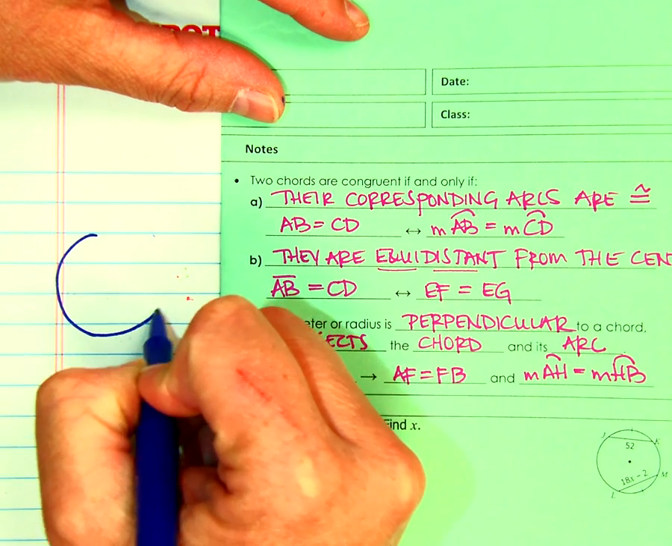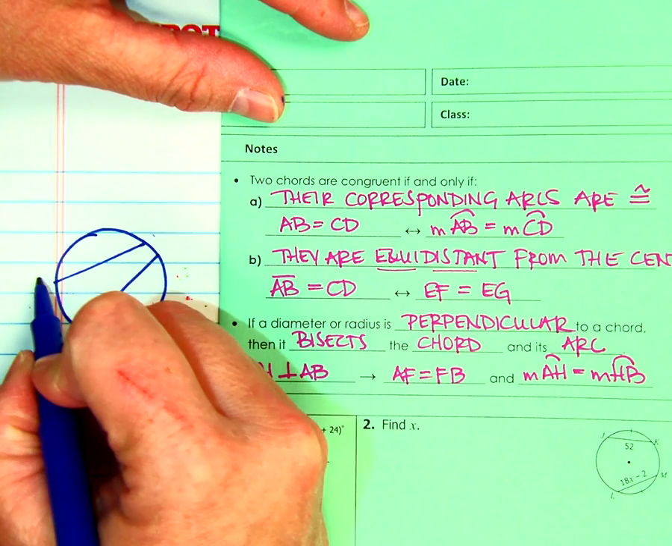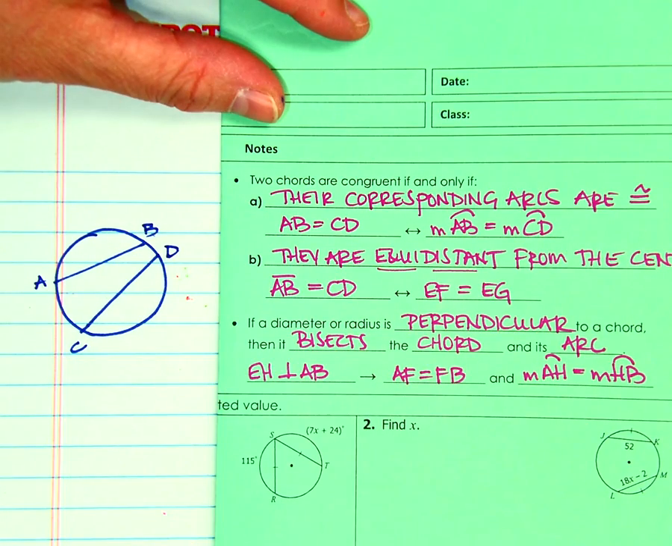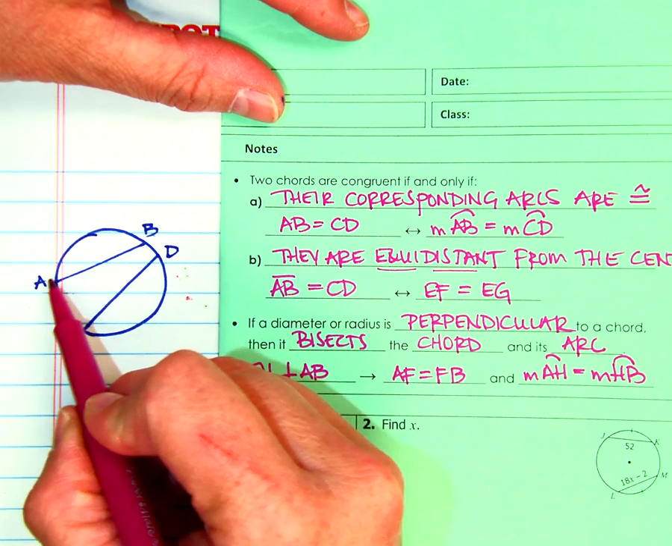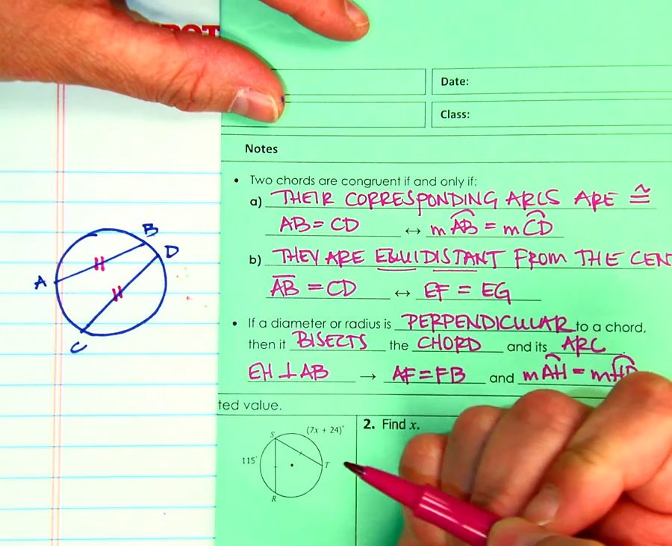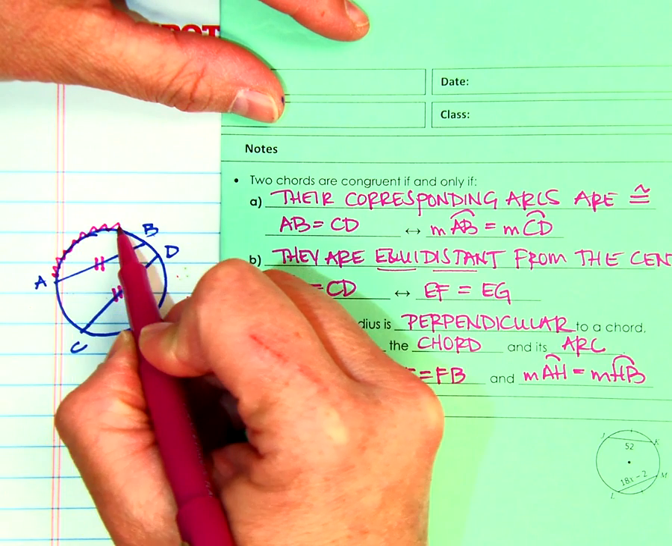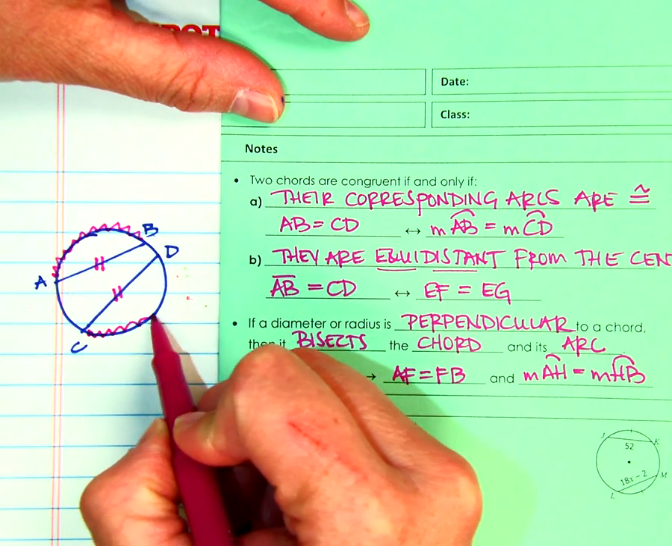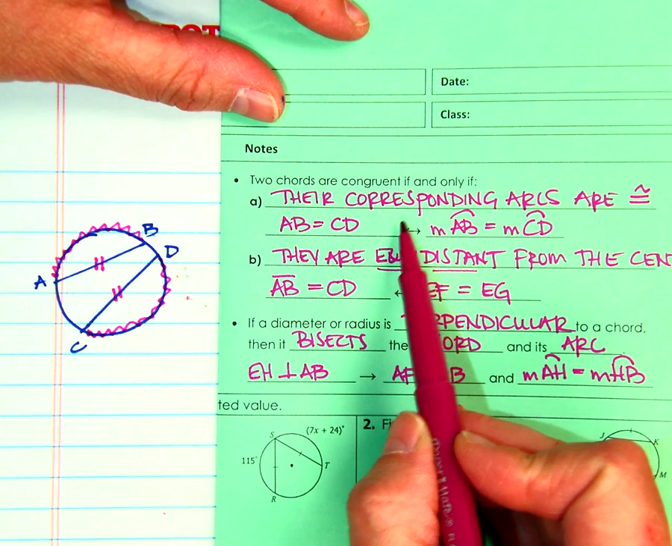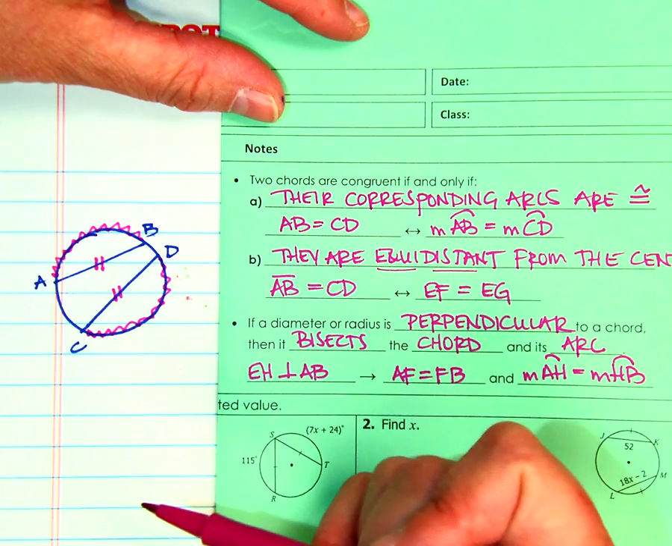If I have a circle, so if AB is congruent to CD, then I also know that their arcs are congruent. So then this is going to be congruent to that. Notice you have this arrow here. That means it goes both ways, so there's a converse of it. If I know that the arcs are congruent, then I know that the chords are congruent.